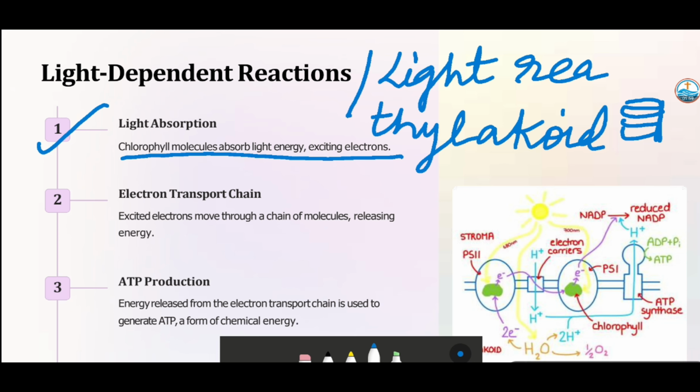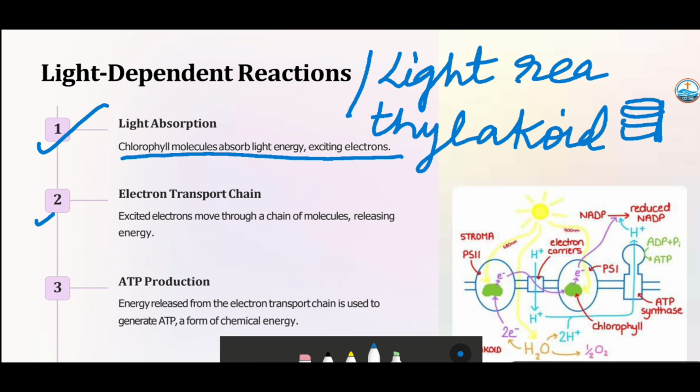So what happens when the chlorophyll molecules absorb the light? The electrons get excited. What is the energy of the light? That is the photons. What is getting excited? The electrons are getting excited through the photons, because they absorb the photons. You can call this the activation of the chlorophyll. Here the chlorophyll gets activated. And as a result, what happens?